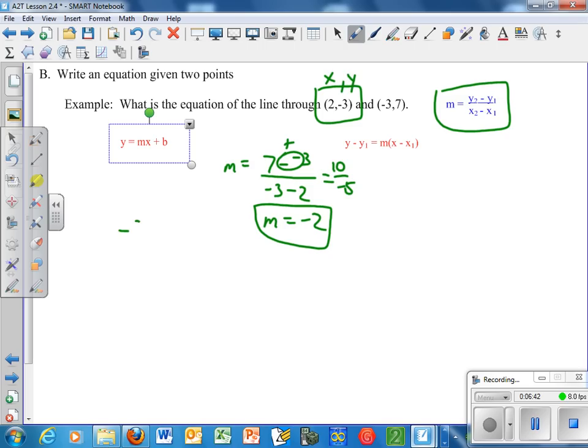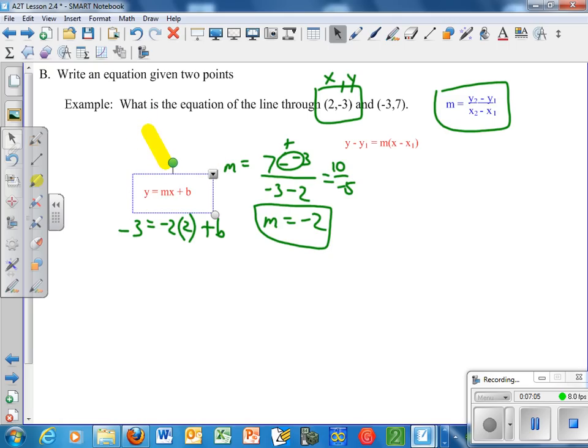So in for the y, I'm going to put negative 3. In for the slope, we got the slope to be negative 2 with the slope formula. And then in for x, I'm going to put 2. And then I have plus b. Substituting this right here into y equals mx plus b. So we go ahead and we multiply. This would be negative 4 plus b is equal to negative 3. We're going to add 4. So b is equal to 1.